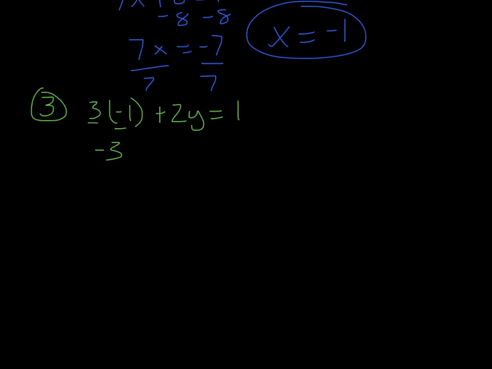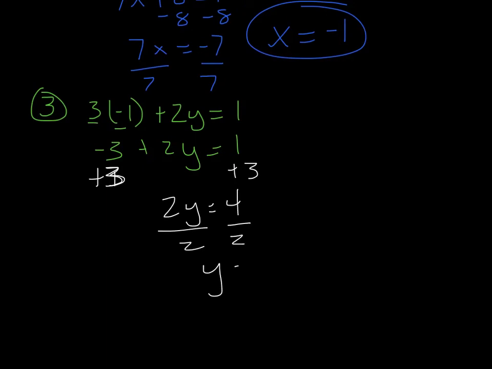3 times negative 1 plus 2y equals 1, and it's going to be pretty easy to get y by itself at this point. Whoops, plus 3, excuse me, not plus 1, plus 3. 2y equals 4. Divide by 2, y is 2. So y is 2. I had already figured out that x was negative 1, and there's my solution.